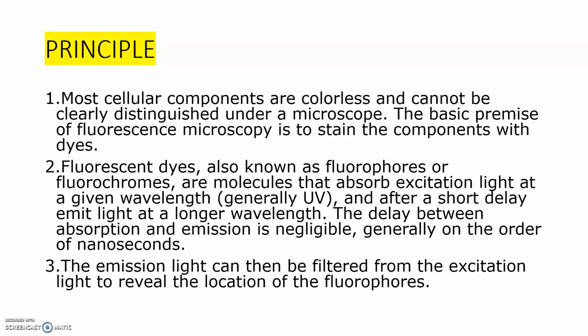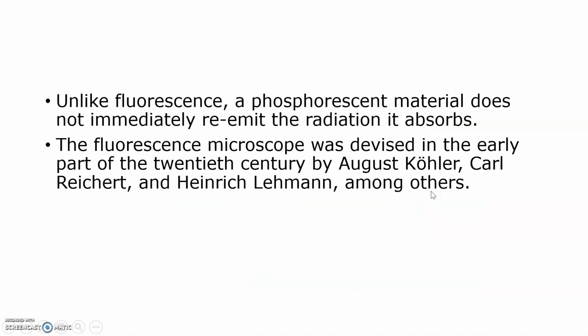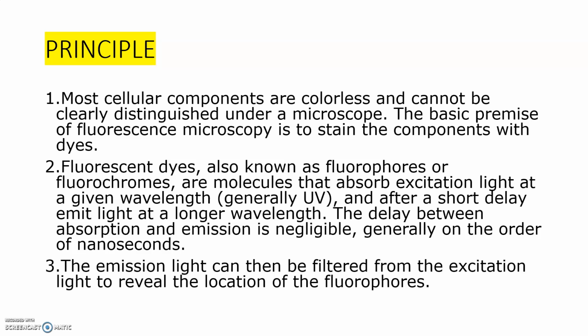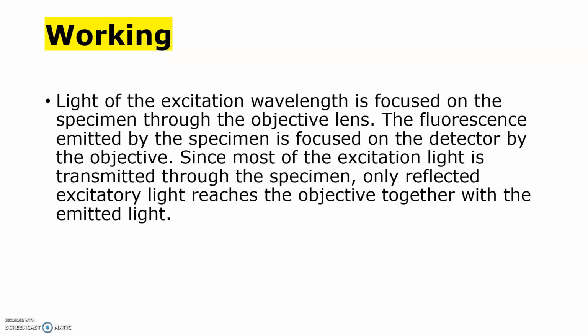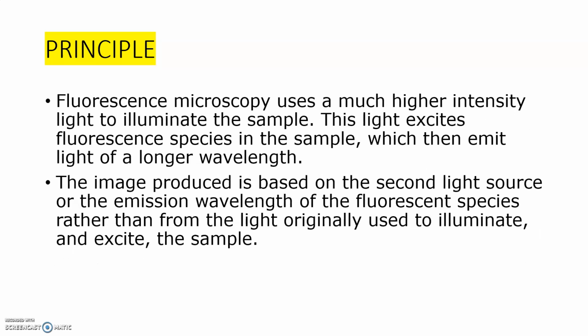The emitted light can then be filtered from the excitation light to reveal the location of the fluorophores. Fluorescent microscopy uses a much higher intensity light to illuminate the sample. So the sample is illuminated with light of higher intensity. This light excites the fluorescent species in the sample.